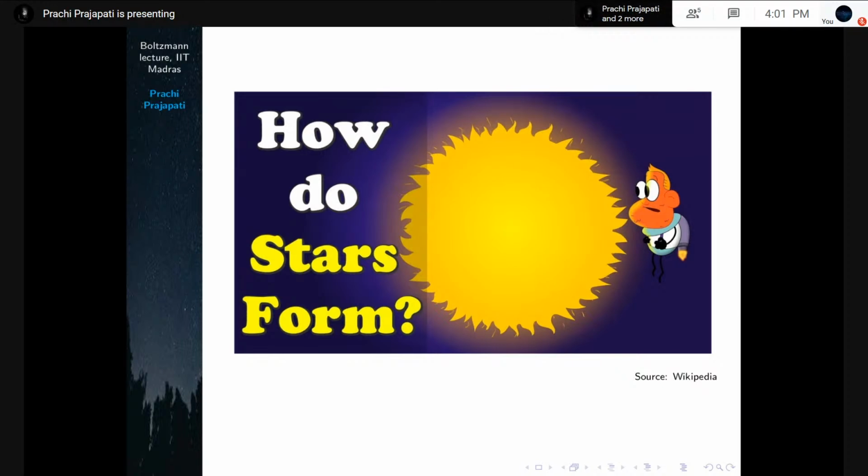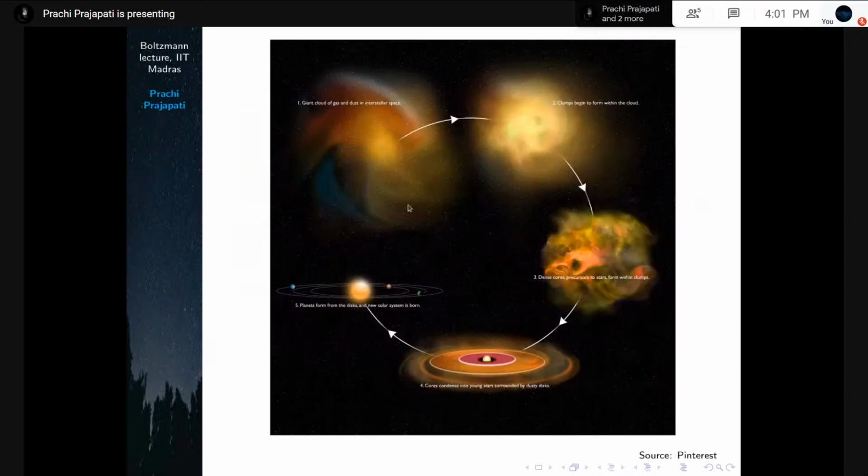The birthplaces of stars are mostly giant molecular clouds, which have gas and dust in them. This picture is an artist's impression showing how the stars are formed. From these clouds, at various places, clumps start forming initially. Therefore, the density increases locally where the clump is forming. This leads to the gravitational force increasing in the clumps, and further it accretes matter to form denser cores, which we can see here.